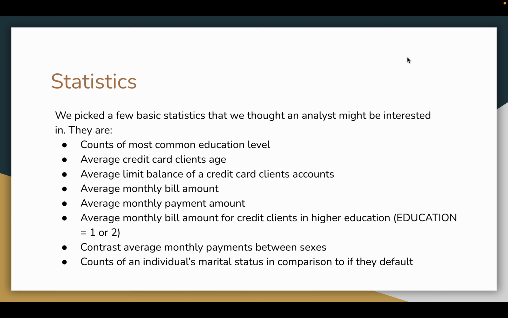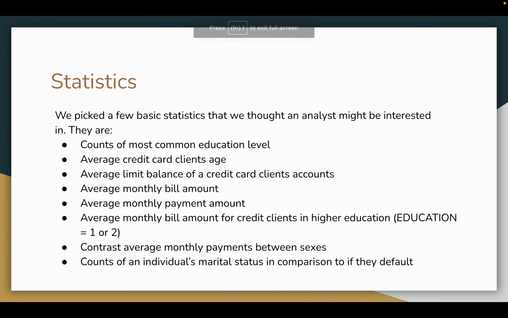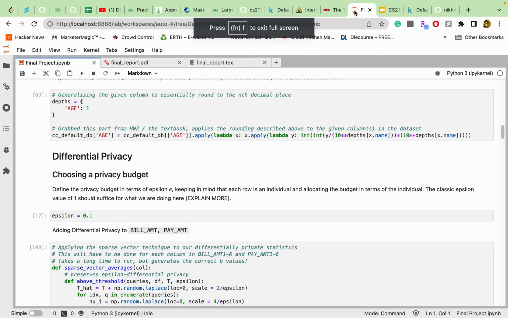And these are the conditional statistics: the average monthly bill amount for credit card clients whose education level is high school, average monthly payments between sex male or female, and a count of individual marital status compared with default, yes or no, for married and not married singles. We will go over the privacy strategy later. First we will go to the code.